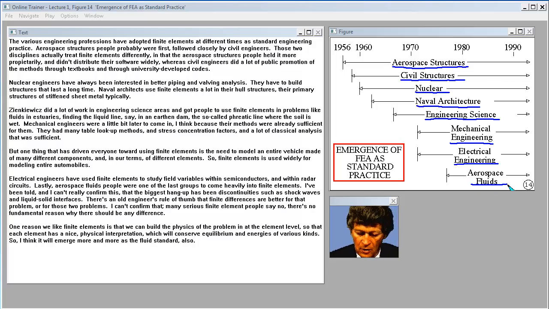Lastly, aerospace fluids people were one of the last groups to come in heavily into finite elements. I've been told, and I can't really confirm this, that the biggest hang-up has been discontinuities such as shock waves and liquid-solid interfaces. There's an old engineer's rule of thumb that finite differences are better for those two problems. I can't confirm that. Many serious finite element people say no, there's no fundamental reason why there should be any difference. One reason we like finite elements is that we can build the physics of the problem in at the element level, and so each element has a nice physical interpretation which will conserve equilibrium and energies of various kinds. So I think it will emerge more and more as the fluid standard also.